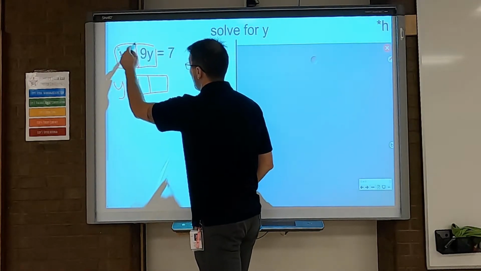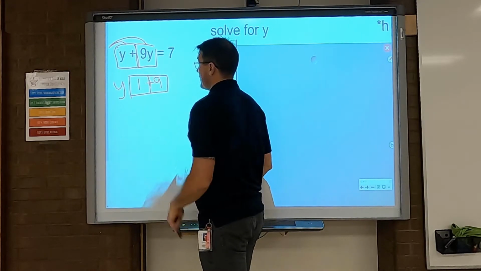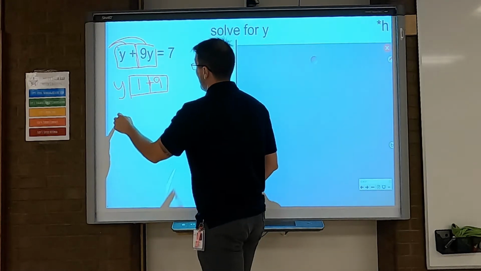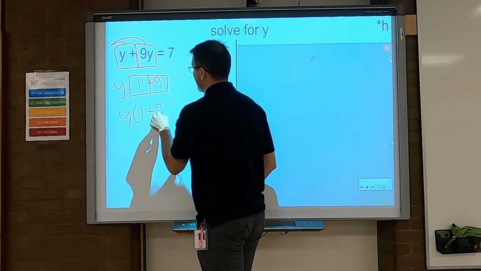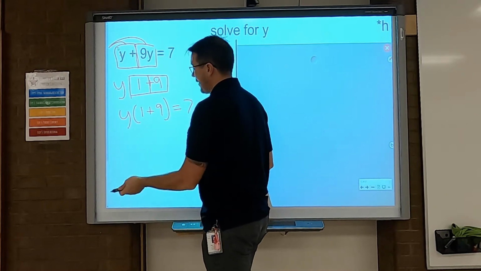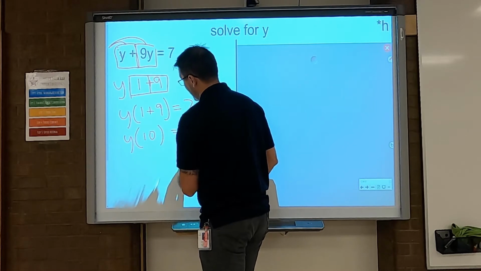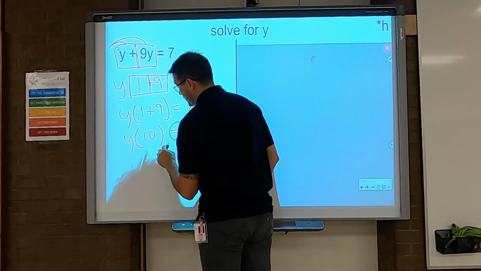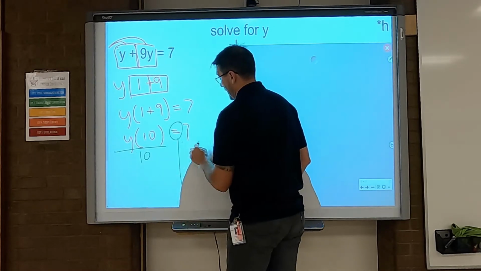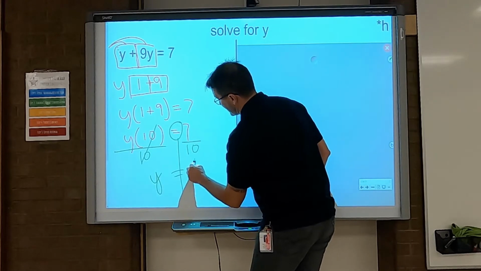And then I can pull a y out of that one. So I'm pulling those y's out, and that's 9 left, right? And so now I have y times 1 plus 9 equals 7. And now I can go y times 10 equals 7. And then we already know how to solve it. I'm kind of just doing this fast because this is not what we're trying to get at. But I can divide by 10 and divide by 10. This cancels out. I get y equals 7 divided by 10.